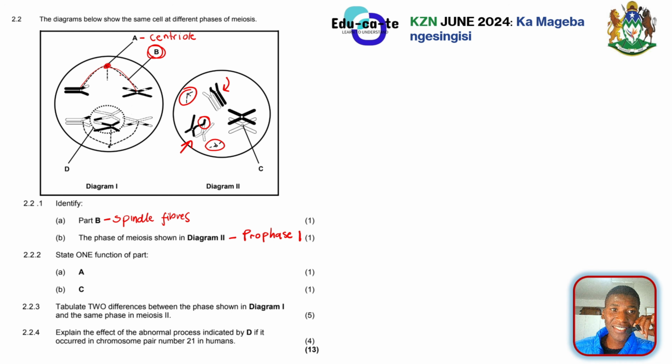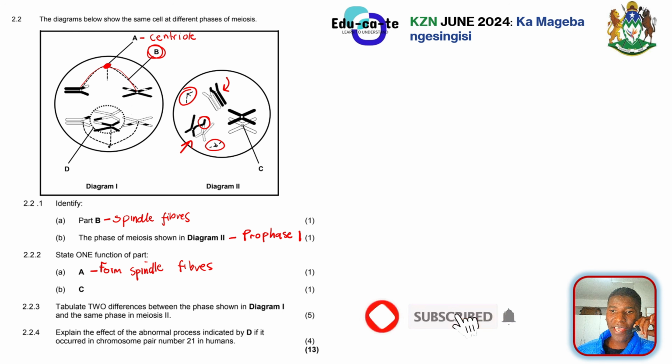So the centriole is just found here. It's just a dot here. And its main function is to form spindle fibers. So we can say that the function of part A is to form spindle fibers. Okay, so this is to form spindle fibers. By the way, I've covered all this content using my YouTube videos, so you can check them out so that you can get a clearer understanding.